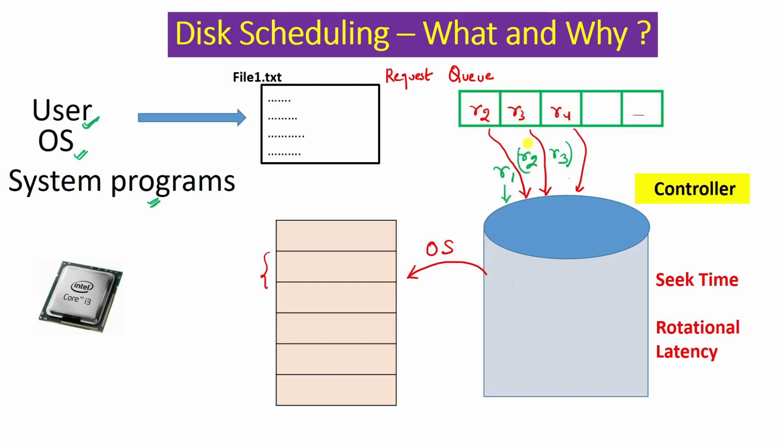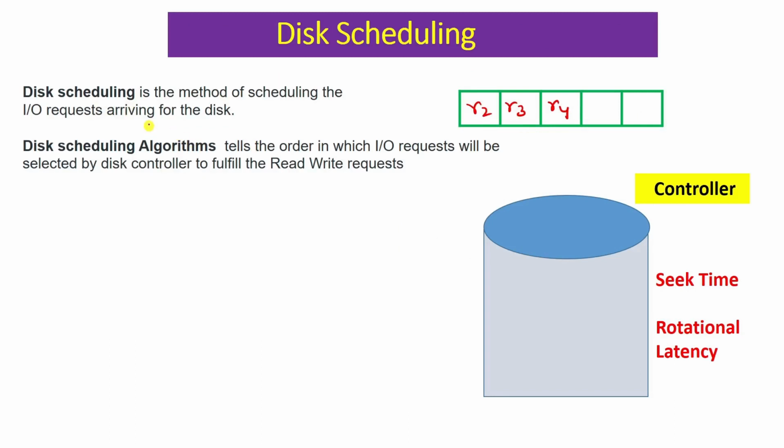these pending requests one by one onto the hard disk, right, by the controller. The controller will actually fetch these requests from this request queue and service those requests. Okay, so this is called disk scheduling. So basically, disk scheduling is the method of scheduling the IO requests which are arriving for this disk. These are the IO requests which are coming for this hard disk, right? So putting R2, R3, R4 on this hard disk is called disk scheduling. Scheduling means we are saying, okay, R2 should come, now R3 should come, now R4 should come. So this is the process of disk scheduling.